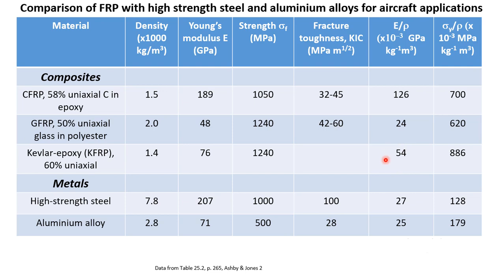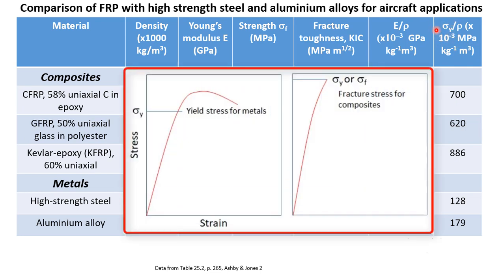Kevlar composites also give quite a good value, 54, which is much larger than these two metals. So from the stiffness and lightness point of view, we can say that CFRP is the best. Second will be KFRP. Now another ratio, which is sigma y over rho. Sigma y represents the fracture strength or the yield strength. So in the case of composites, we will use the fracture strength. In the case of metals, we will use the yield strength divided by the density using these units.